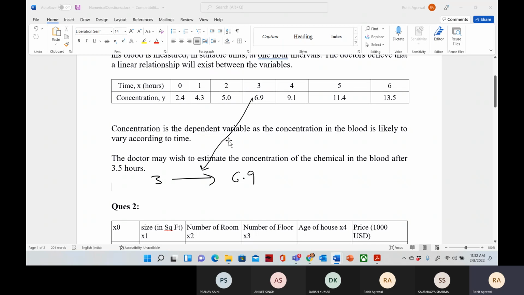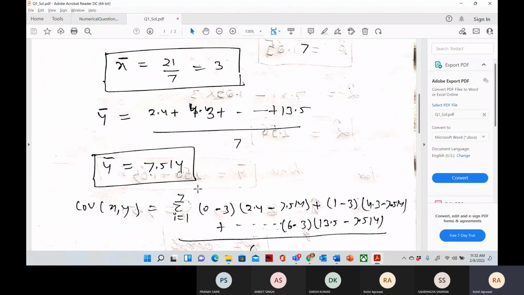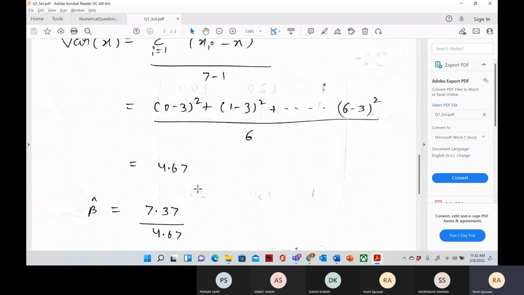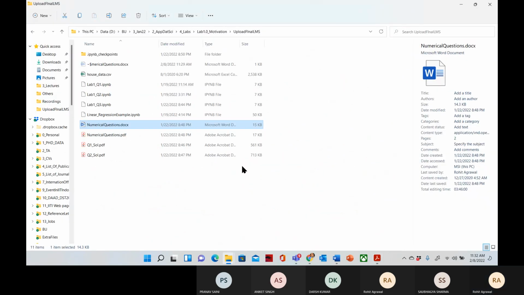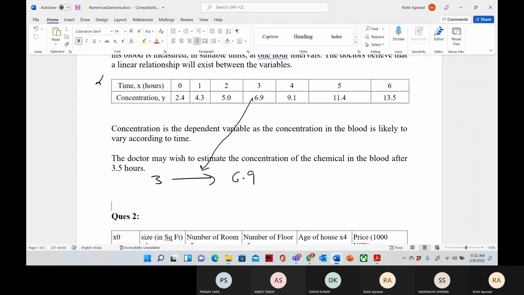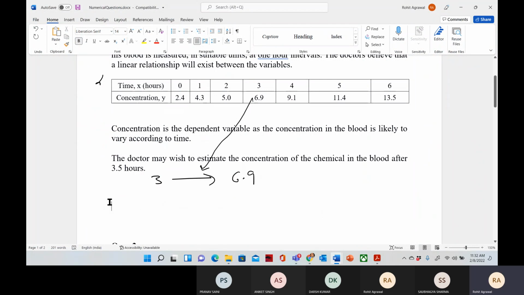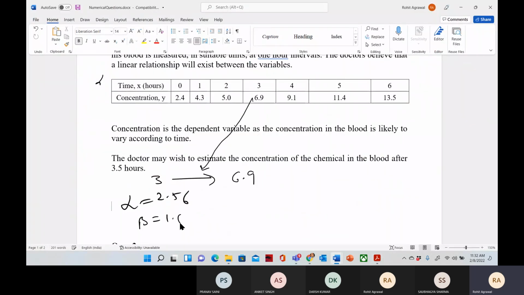Now, using the formula, we have calculated alpha and beta. So we have calculated this alpha 2.56 and beta 1.65. Luckily, I have the example prepared. Alpha is equal to 2.56, and beta was what? 1.65. Beta equals 1.65.